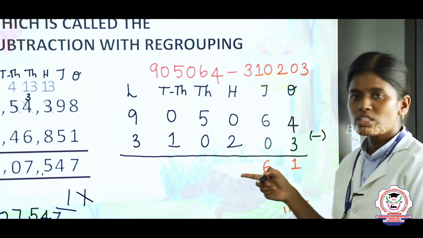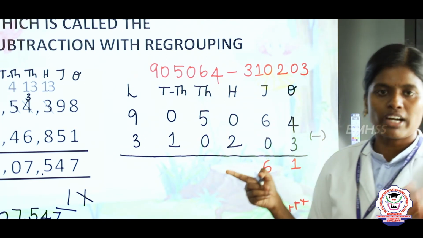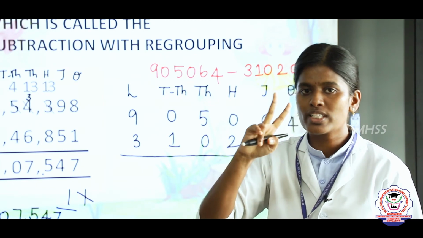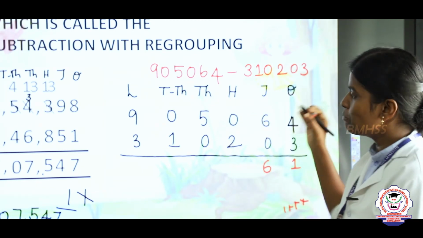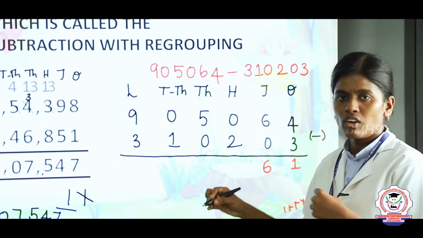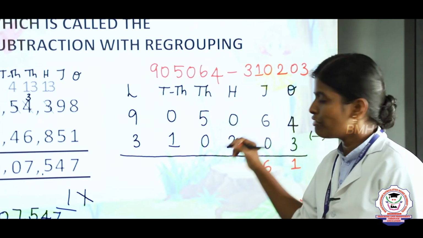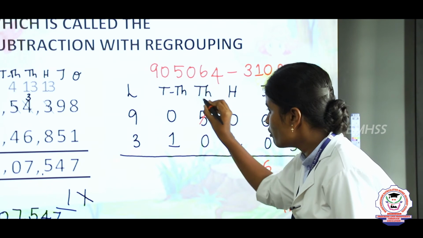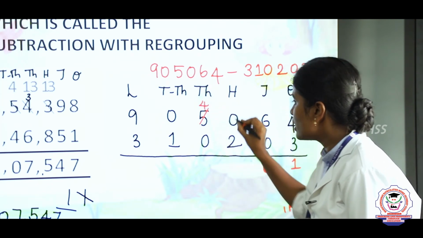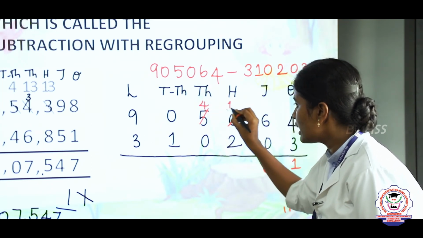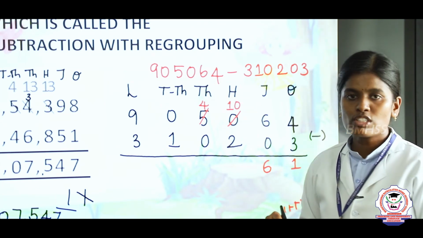Our next number is 0 minus 2. Is this possible? This is not possible. Why? Because 0 is the smallest number, 2 is the greatest number. So you will borrow from the 1000 place. Here the 1000 place value is 5,000 minus 0,000. So 5,000 will be changed to 4,000, and 0,100 will be changed to 10,100. Now we are going to subtract this.